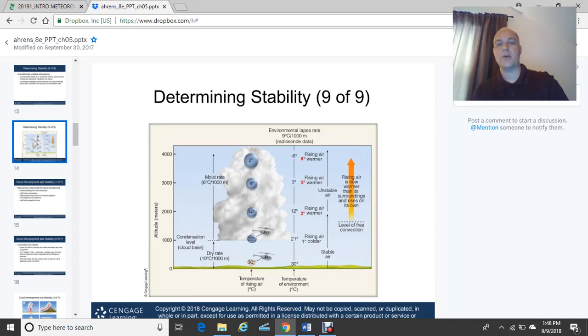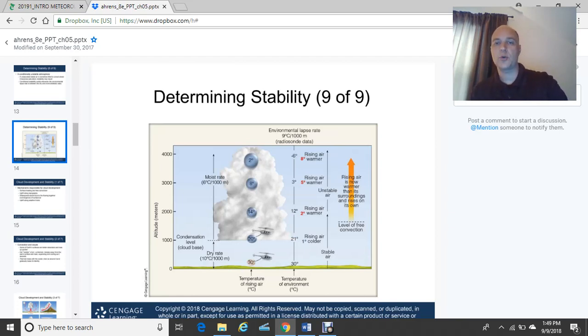So you're comparing that blue bubble, that's your air parcel temperature. Now we're comparing it to the environmental lapse rate, which is 9 degrees Celsius per 1,000 meters, per radiosonde data. A radiosonde is simply an instrument that is used to determine the temperature changes with height. Okay? A radiosonde is a special type of instrument that determines your temperature, pressure, and the winds with height.